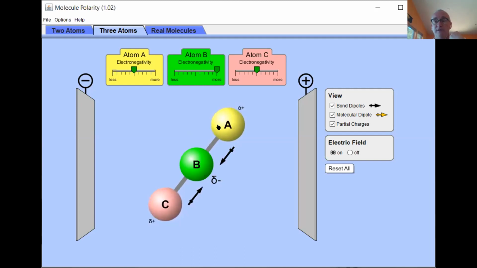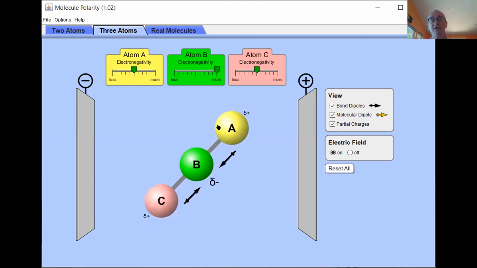So a polar molecule needs two things. It needs polar bonds, so there needs to be a difference in electronegativity, but those polar bonds need to not point in opposite directions. They need to point in the same direction, either up or down. So those are the two things you need, okay? Does that make sense?